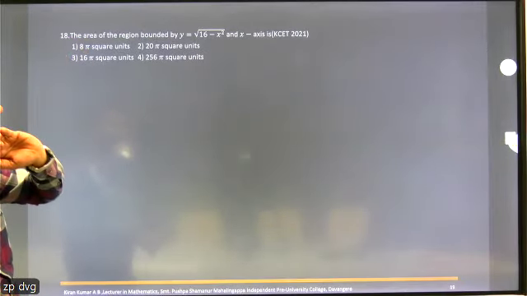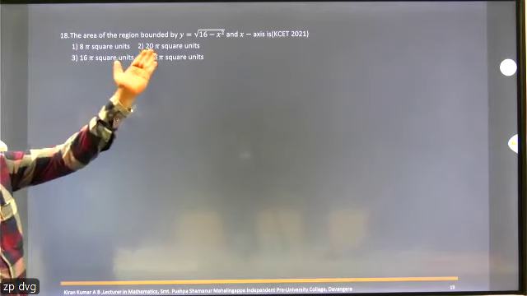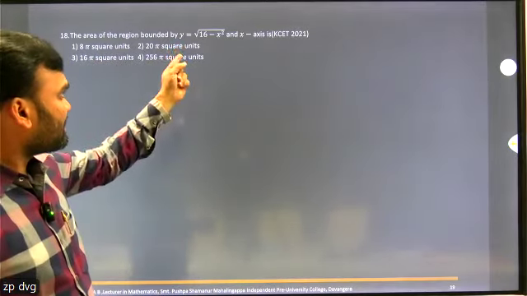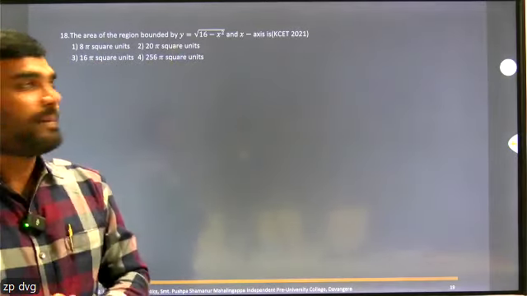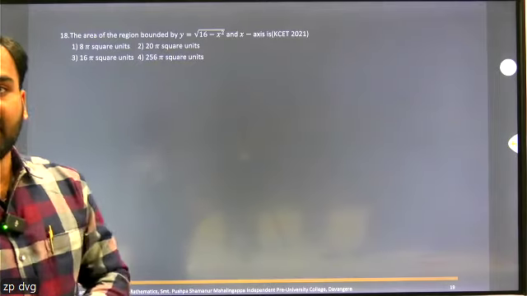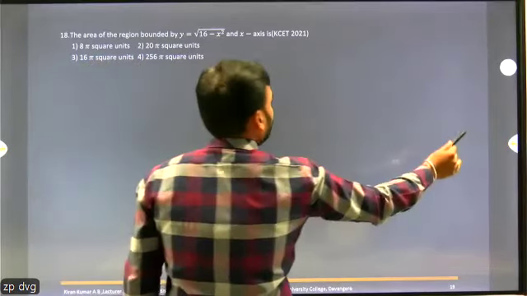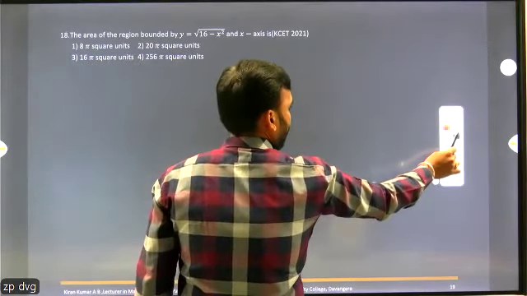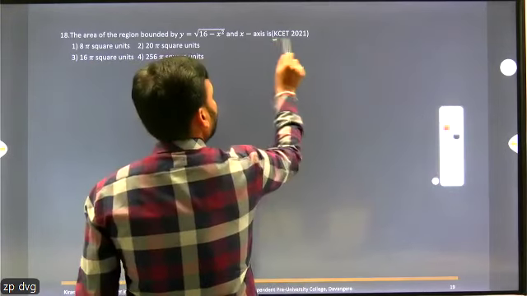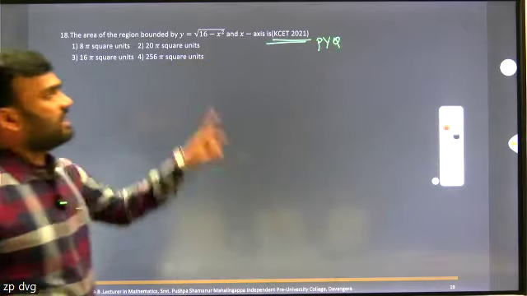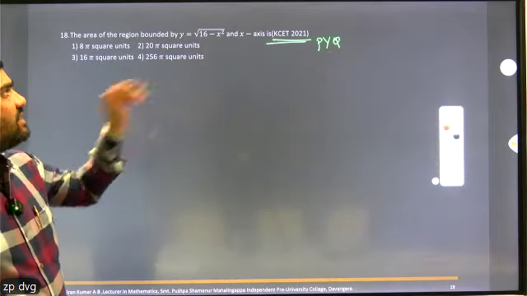See, here what is that? The area of the region bounded by y is equal to root of 16 minus x square and the x axis. Here they are asking in KCET 2021. In 2021 they are asking. Okay, previous year question. KCET 2021 they are asking this question.